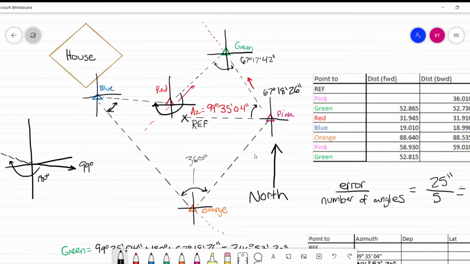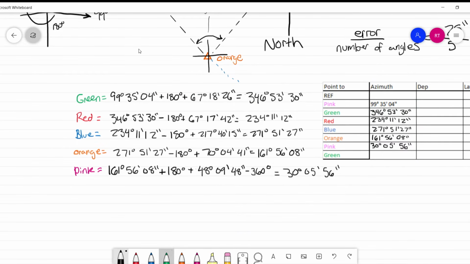Last one, almost done. We're setting back up on pink. Once again, we have the back azimuth. Now, since this is coming up here, we are then going to add 180 degrees plus our angle measure from here to this line right here. So now we're going back up to green, and this is just so we can get the internal angle, nothing more.